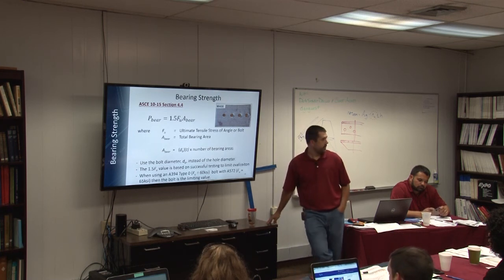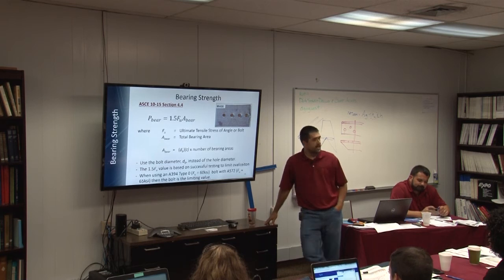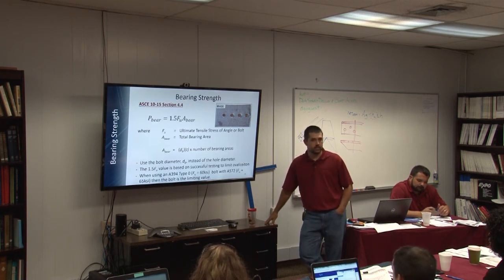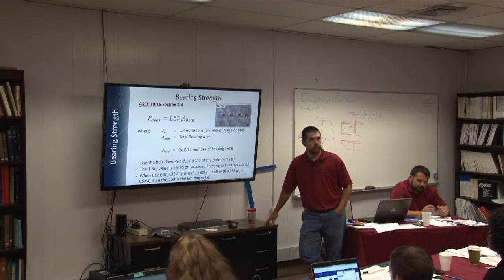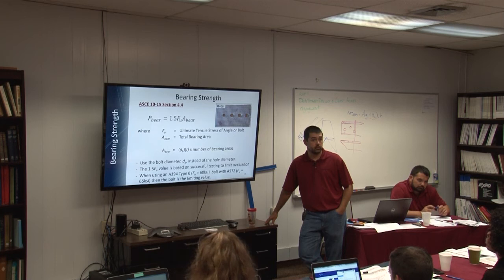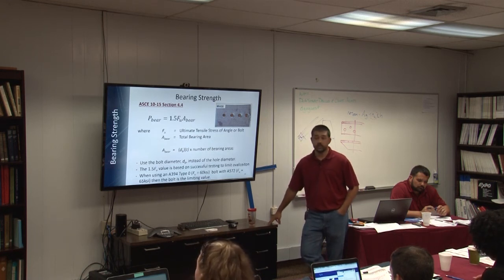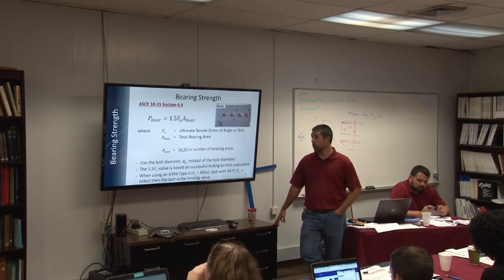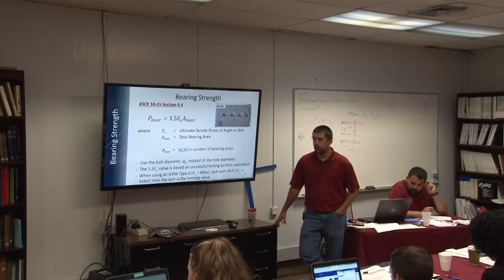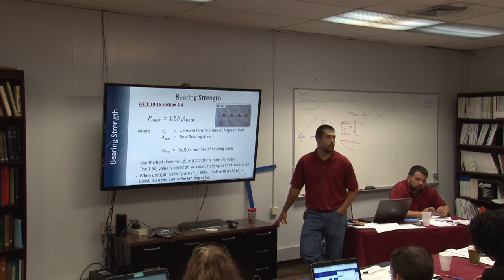I'm trying to think. I don't think I see many analyses where the calculated bearing capacity is the controlling limit state. I don't think so. You're really worried about thin angles, or maybe soft steel. Right. So generally, like I said, this is a check that's done. This is the requirements of today. But would I say that this is something that generally controls connections? No.